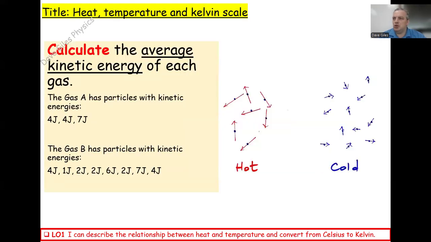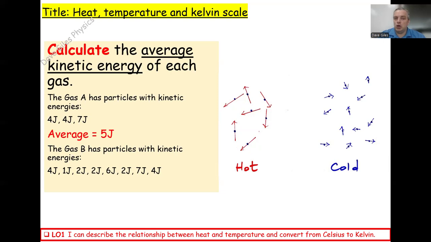So I've got two gases here. First up, we're going to look at gas A, which is the hot one, and gas B, which is the cool one. Now, you'll notice that gas A has got fewer particles, and if you add them up, you get a total energy of 15 joules, with an average, therefore, of 5 joules, because there are 3 particles.